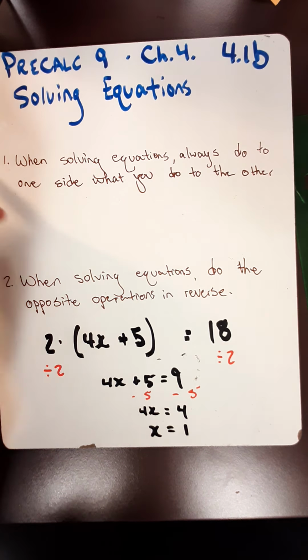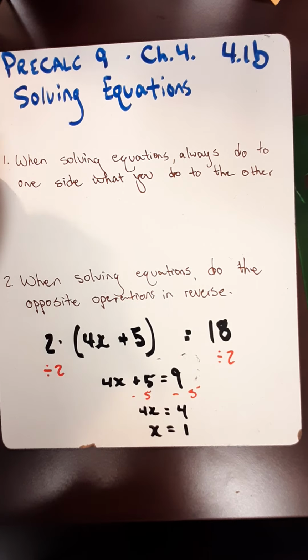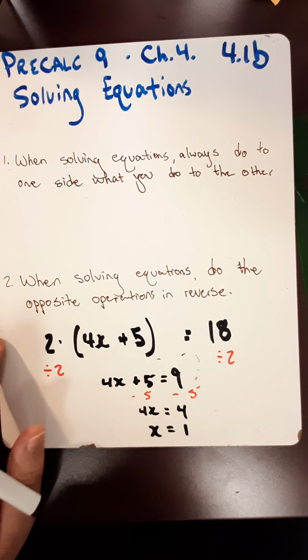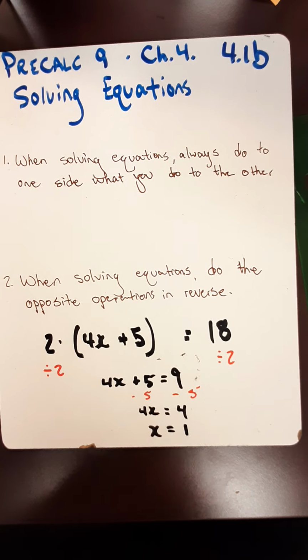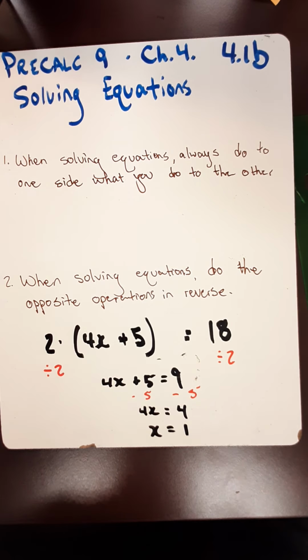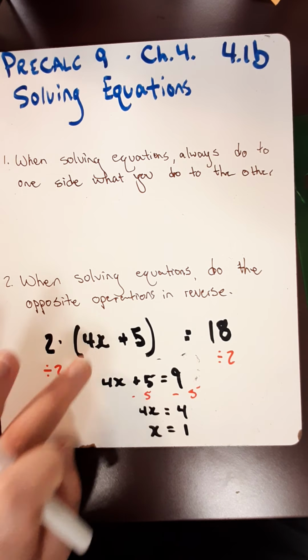So the two skills when solving equations: always do to one side what you do to the other. And then the other key skill, when solving equations, do the opposite operations in reverse order. We've basically undone everything that was done to the x.